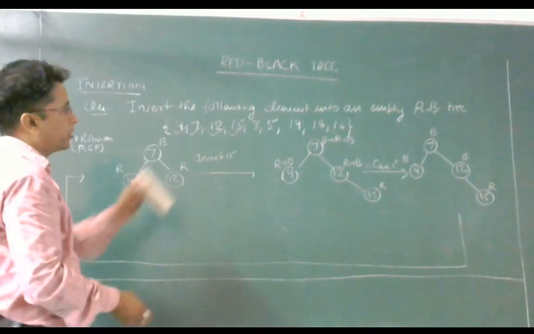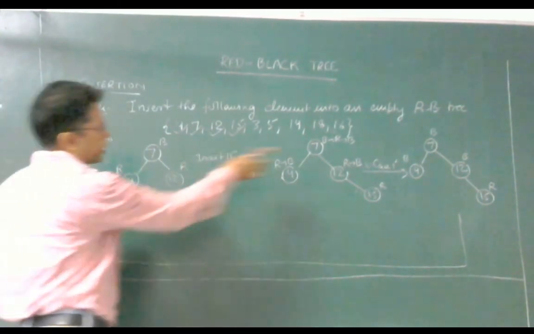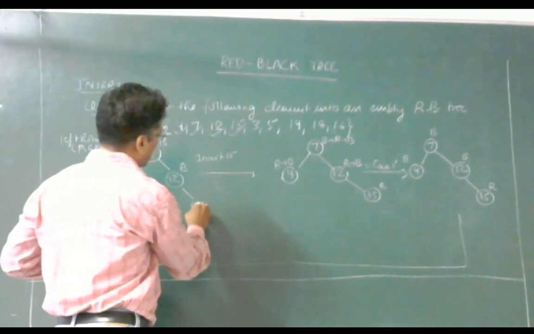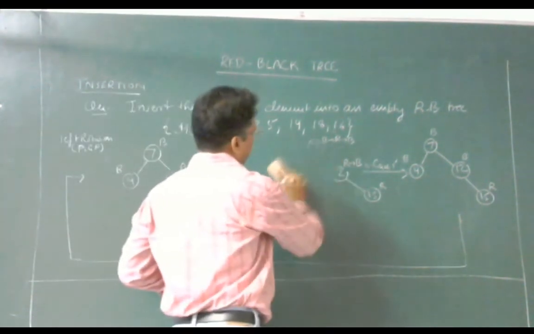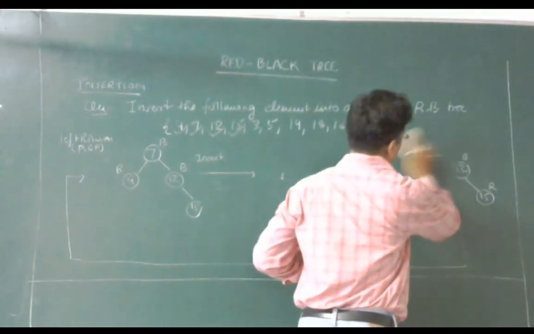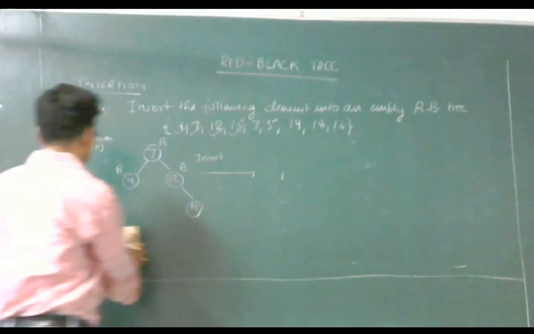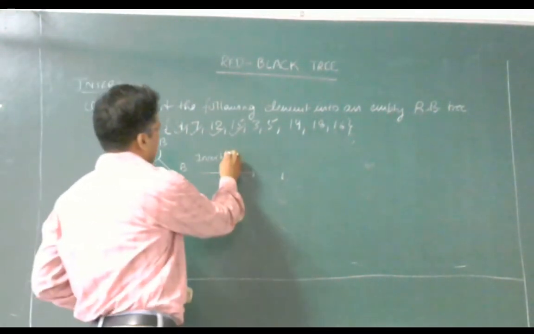So I am writing the same thing here, and after that black, last part black and 15, and after that I am inserting 3. I am rubbing this part. Okay. Now I am inserting 3.